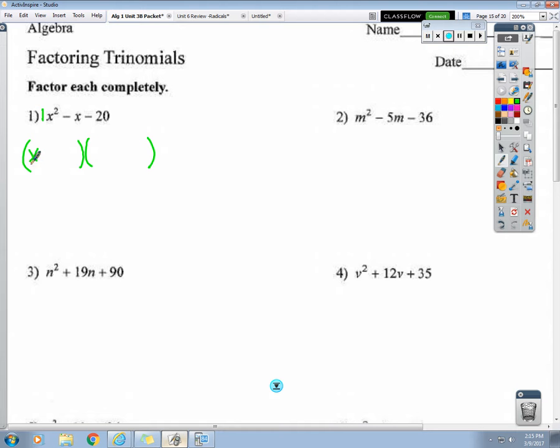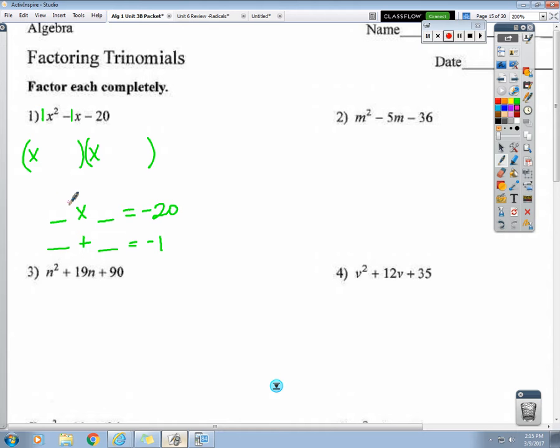X times x will make the x squared, and then to get your numbers, you're looking for 2 numbers. Those numbers have to multiply to give you your constant value, which is a negative 20. And those same 2 numbers must add to give you the coefficient on your linear term, which is negative 1. What numbers will do that?